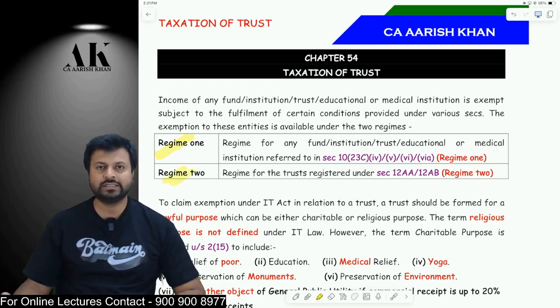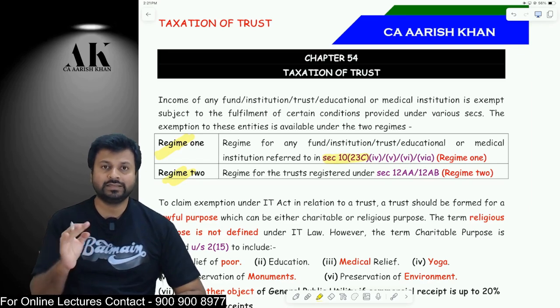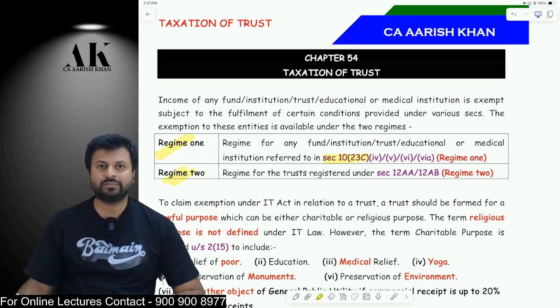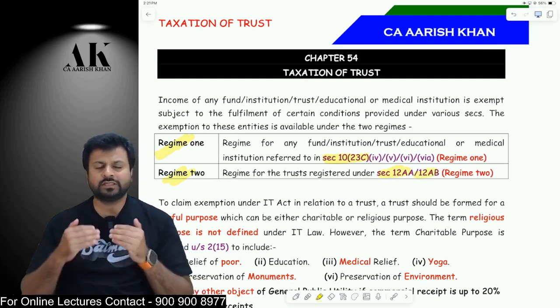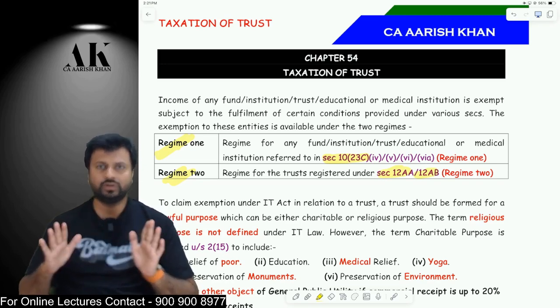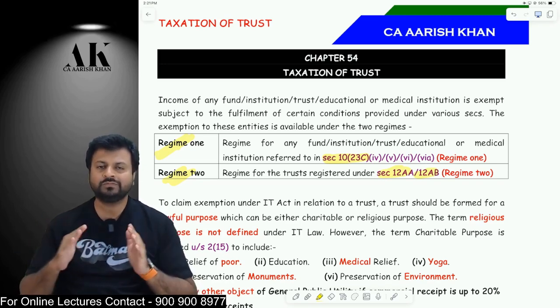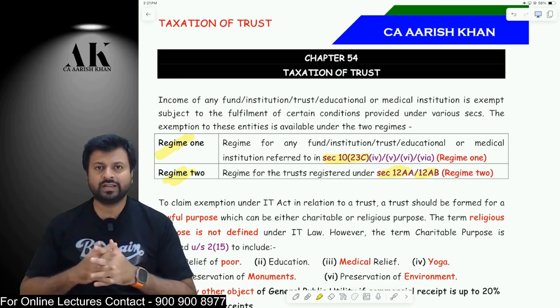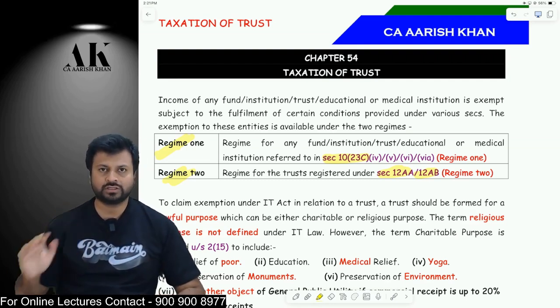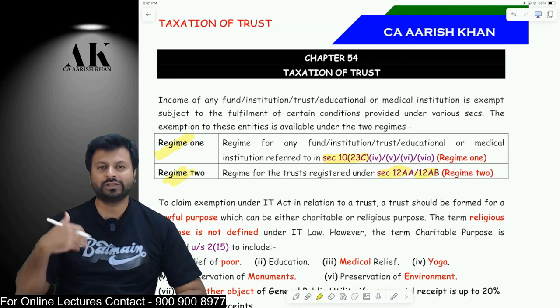Regime 1 covers certain institutions and certain organizations which are approved under section 10(23C) and various sub-clauses of that, and regime 2 covers certain charitable and religious trusts which are registered under 12AB and 12AA. Now, most of the provisions of regime 1 and regime 2 are almost similar. In the last 3-4 years, the government of India has done one thing very beautifully, that they have made both the provisions at par with each other. So as a student, we don't have to put a lot of effort in understanding both the regimes. Once you read one regime, the second regime is almost equal to the first one.